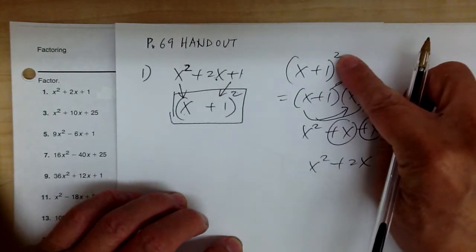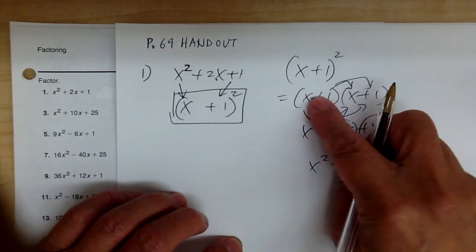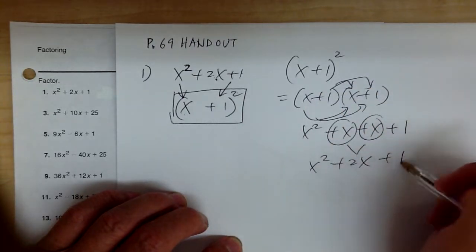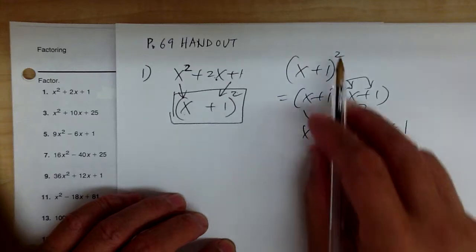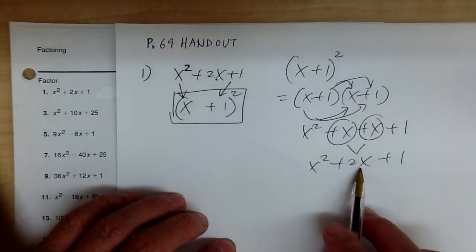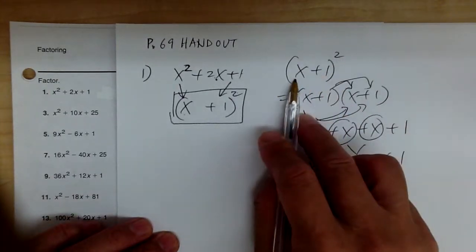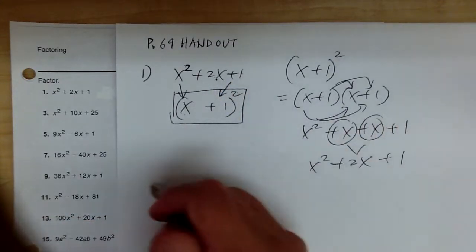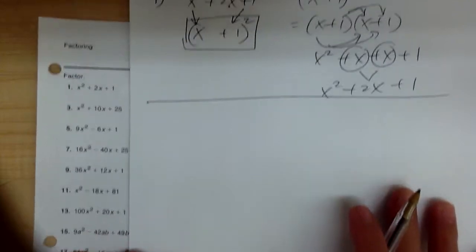So the square means there are 2 factors, and when you multiply, you get 2 of these. Therefore, you get the 2 from there. So this 2 came from multiplying these together. The middle term comes from multiplying, so when you guess, you check if it's correct. Okay? So let's go and do number 3.